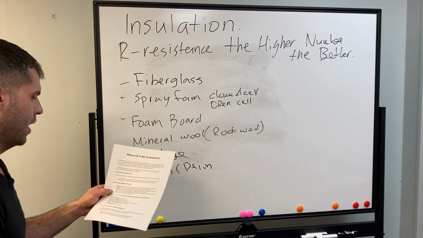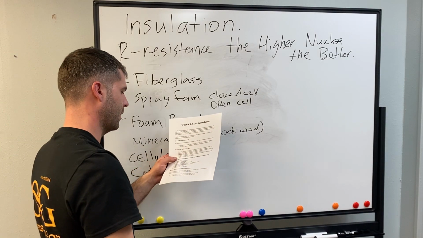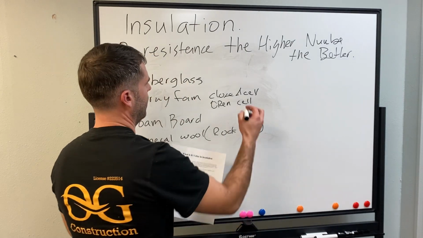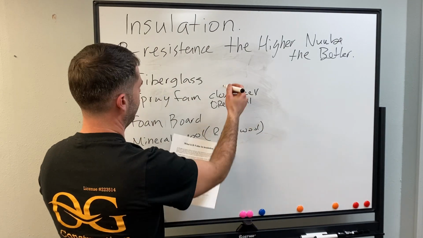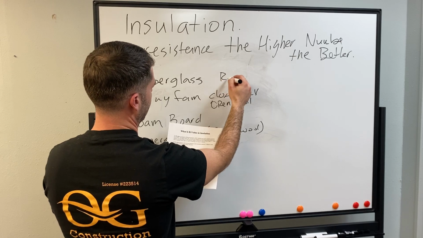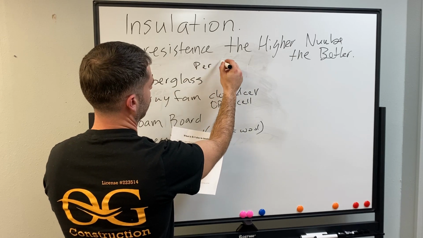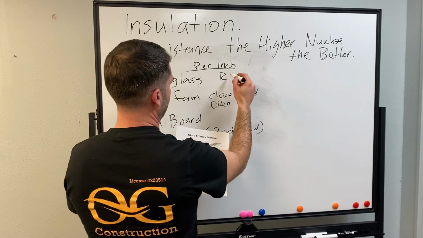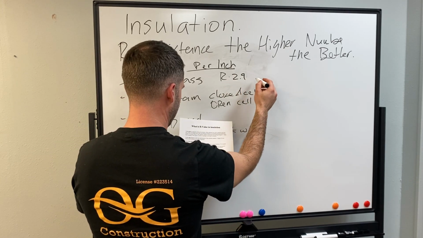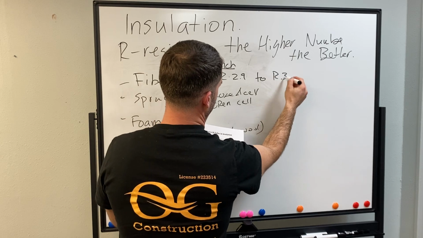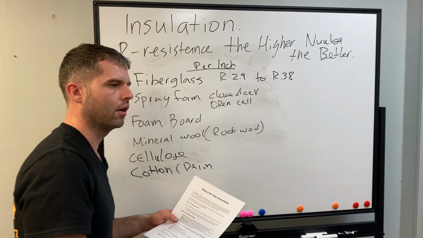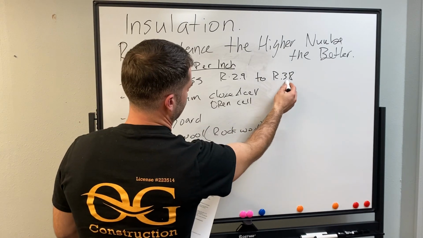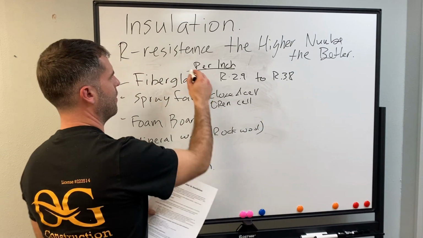So for a fiberglass batt, for each 1 inch, you can get the R value. So for a fiberglass, it varies, this is per inch. So for per inch of insulation, you can get R2.9 to R3.8. That's what I was talking about, R13 and R15. The maximum you can get is the 3.8 R value for every single inch that you get.